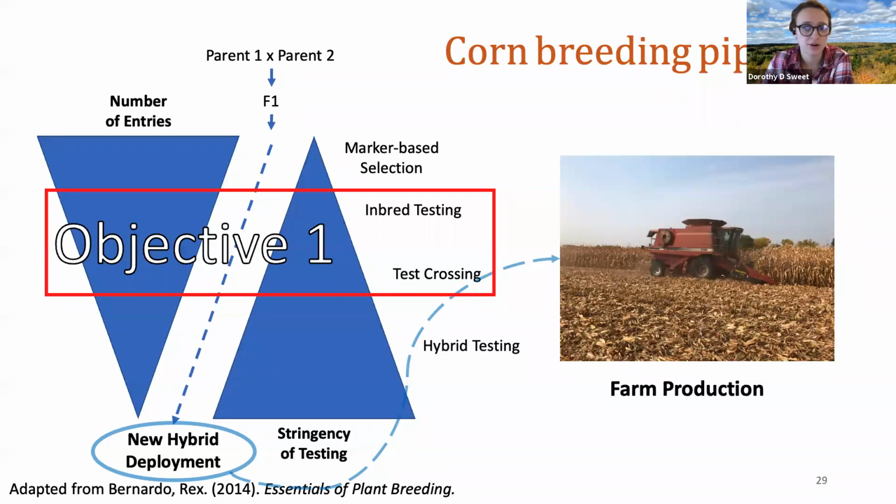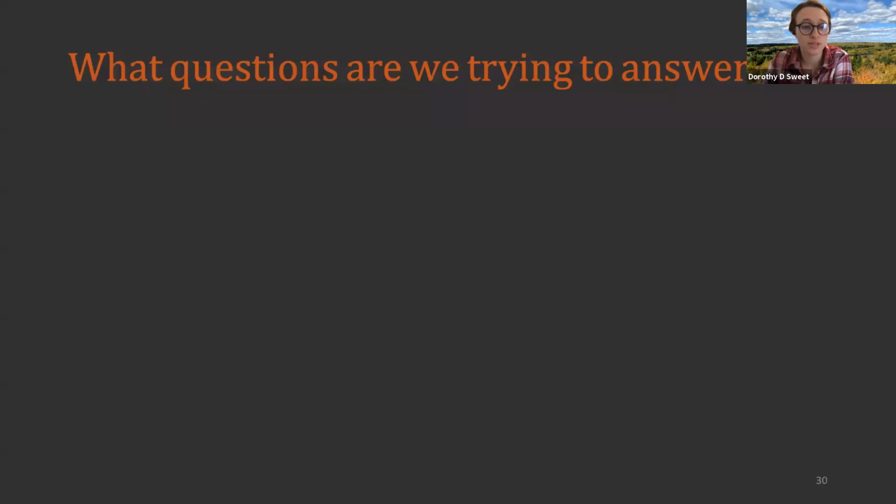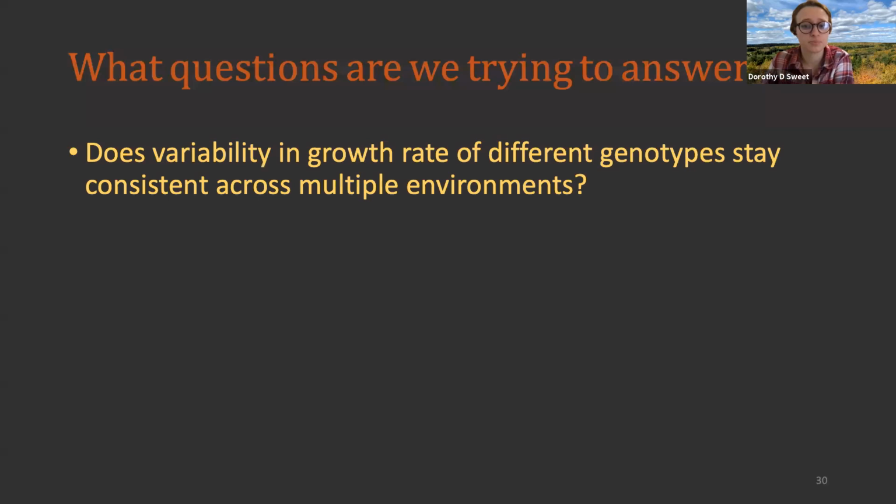In this box, there are many variable individuals tested in some environments over a few years. And in order to replicate this scenario, I will be looking at many genotypes grown over a 3-year period. So for this first objective, there are 3 questions that I am trying to answer.